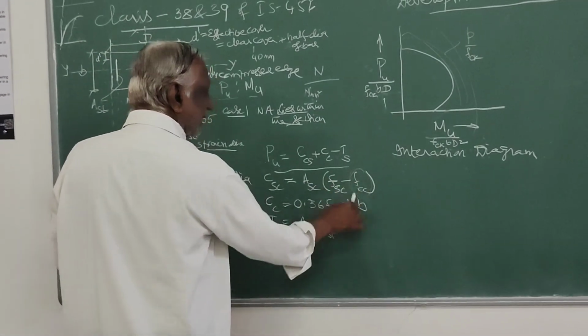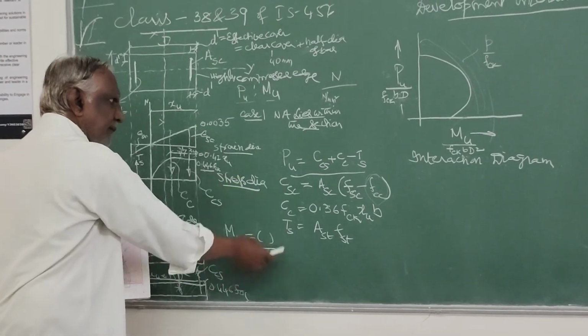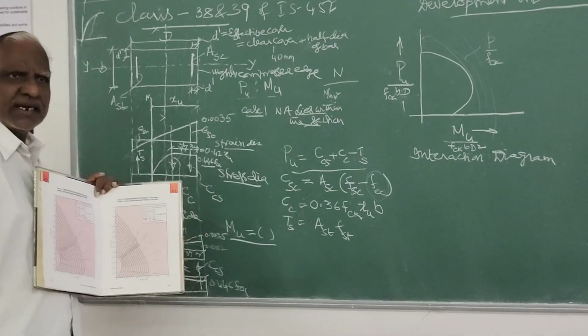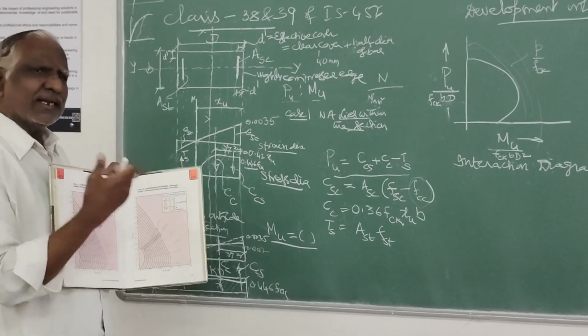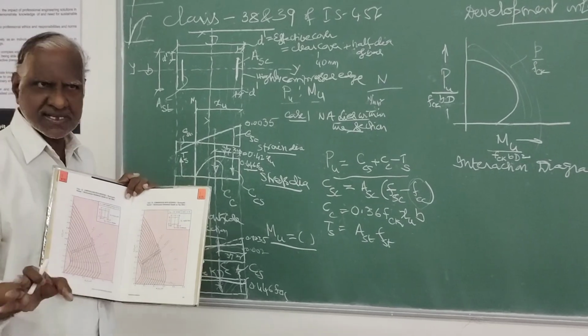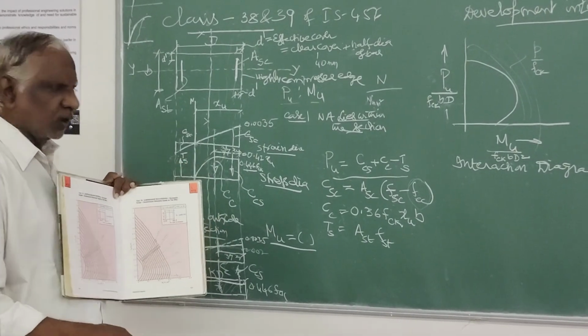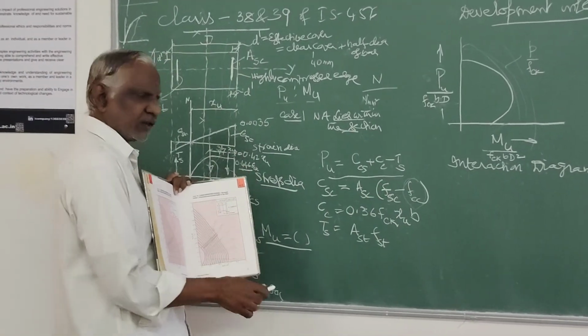It will matter only here in this formula for computation of Pu or Mu, that concrete stress, it has come into the picture only there. That value is almost negligible. Even if you ignore it, it doesn't matter. That's what the code also specifies. So even if you neglect it, it doesn't matter. Or if you take it, it will be very accurate.